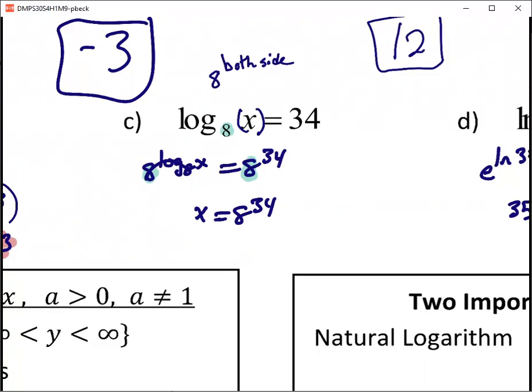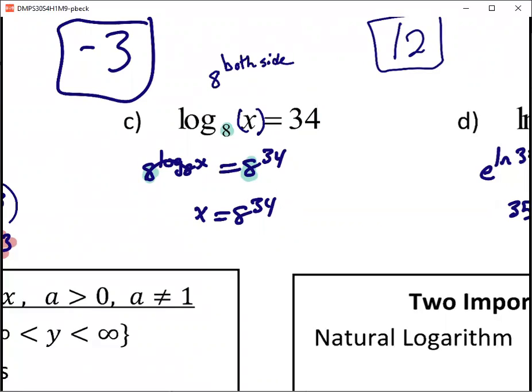So x is 8 to the 34th power. Now what I like about this problem is 8 to the 34th power is an absolutely huge number. Because that's such a big number, I would rather work with 34. So the whole point of logarithms is to allow us to work with extremely large numbers or extremely small numbers on a much more normal level.